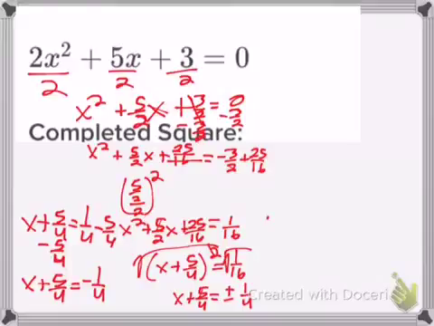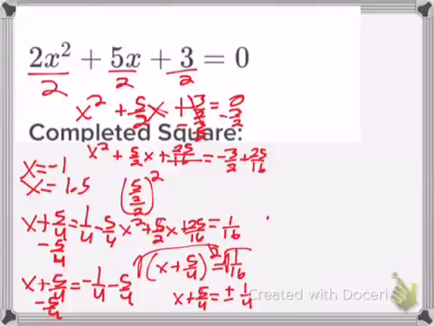That gives me negative 1. Alright. And then subtract 5/4 from negative 1/4, and it gives me negative 1.5 or negative 3/2.